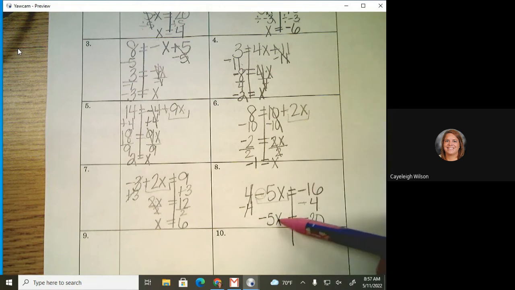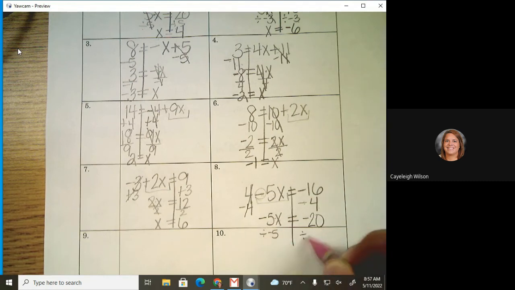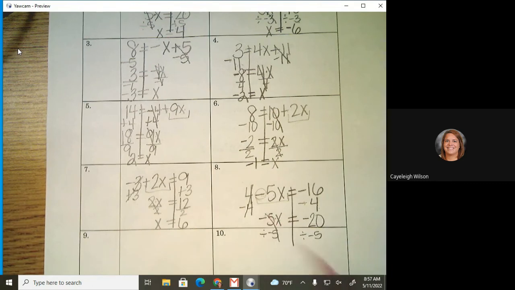And then to get x all the way alone, I look between the negative 5 and the x. There's nothing, so that's multiplication. So I'm going to divide by negative 5. So negative 5 divided by negative 5 cancels out. So that's x equals, and negative 20 divided by negative 5, negative divided by negative is a positive 4.